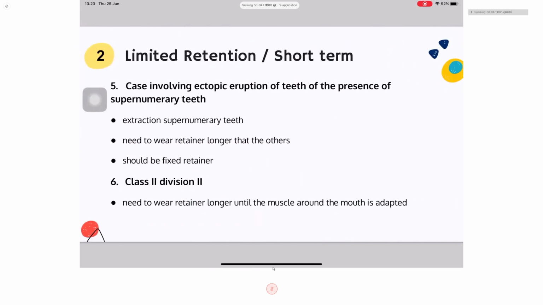5. Cases involving ectopic eruption of teeth or supernumerary teeth: the patient needs to have the supernumerary teeth extracted and needs to wear a retainer longer. And the last example of limited retention is a Class 2, Division 2 patient, who needs to wear a retainer until the muscles around the mouth have adapted.